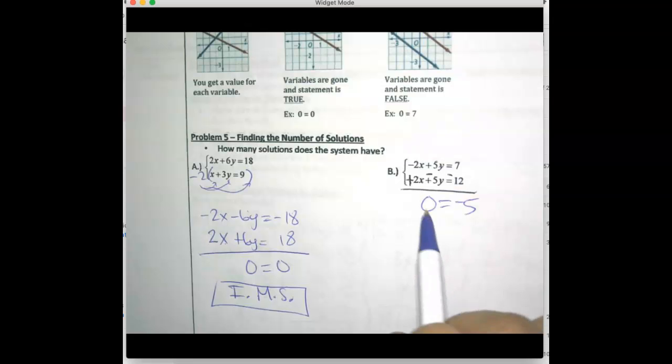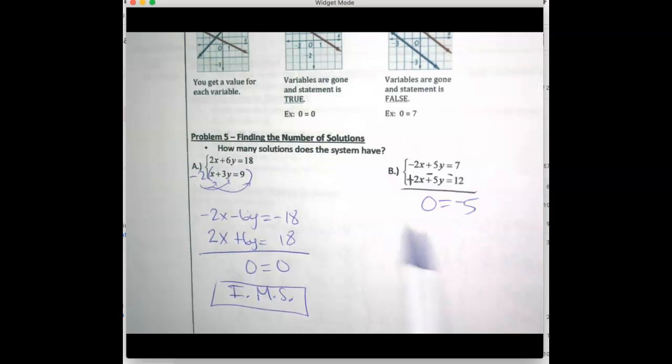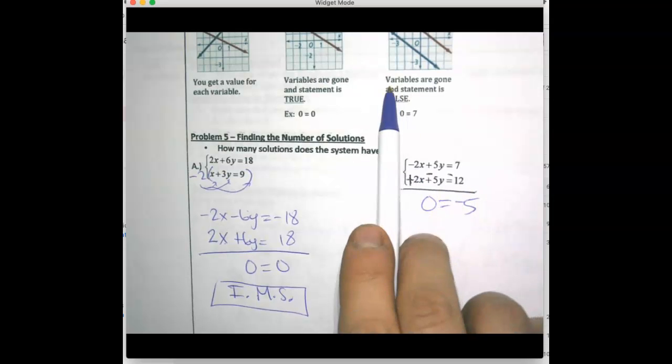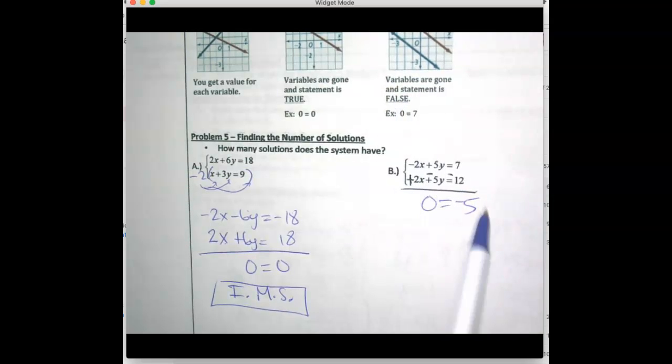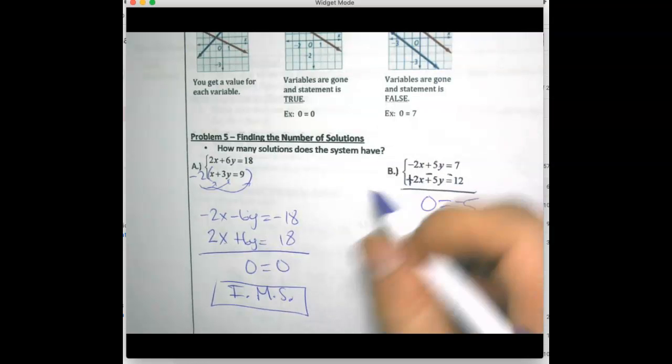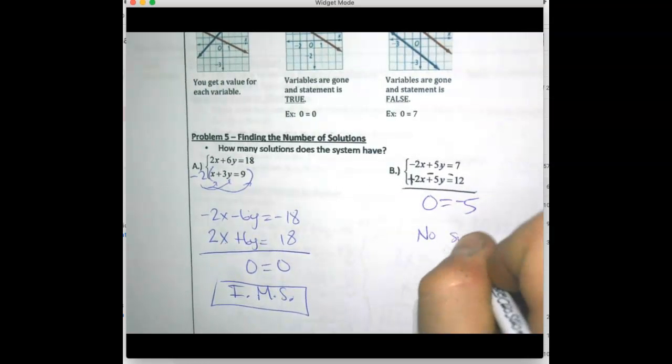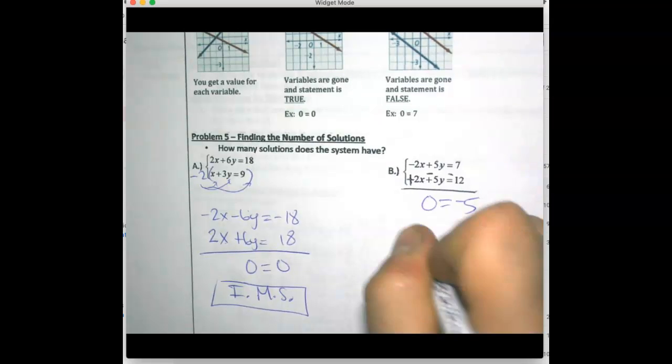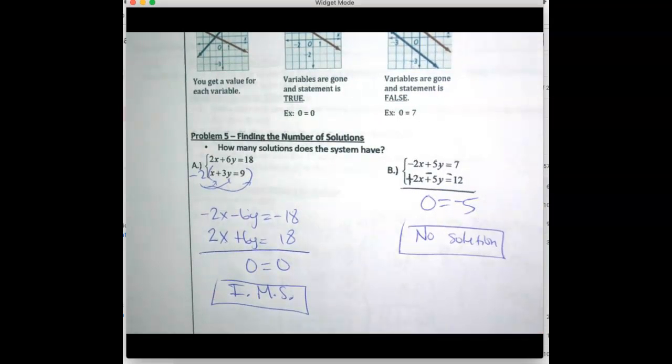So from here, 0 equals negative 5 is false, right? And from here, the variables are all gone and the statement is false. I have to know that I have no solution. So that was just a couple of problems solving by elimination that end with a special case, right? And that is all.